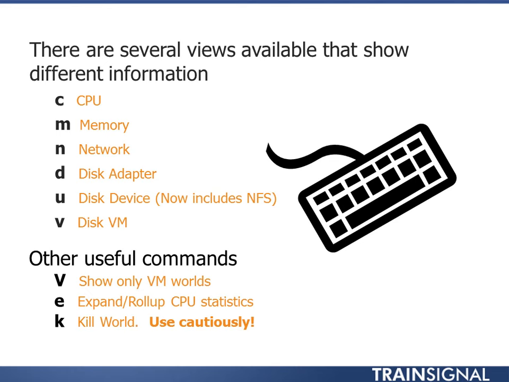A couple of other things. Capital V shows only VM worlds. And a world, real simply, basically equates to a process or a thread. We'll show this a little bit more in ESXtop. But a VM is not a single process or thread. It's actually what's called a group, and a group contains multiple worlds. If you hit E, you can expand out a VM group and show all the little world processes underneath it. And then there's K. K is kind of the kill it with fire key. I have seen this before where a VM had an issue.